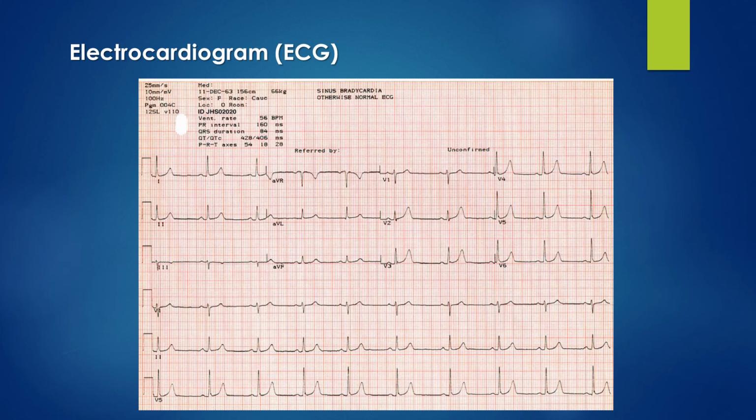The electrical impulses in the heart produce electrical currents that flow through the body and can be measured on the skin using electrodes. This information can be observed as an electrocardiogram, or ECG for short, a recording of the electrical impulses of the cardiac muscle.